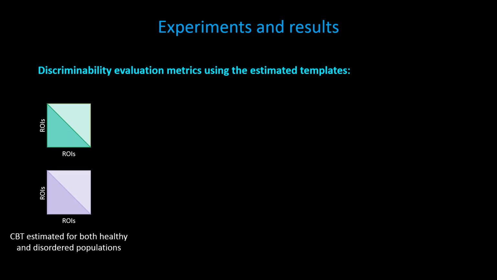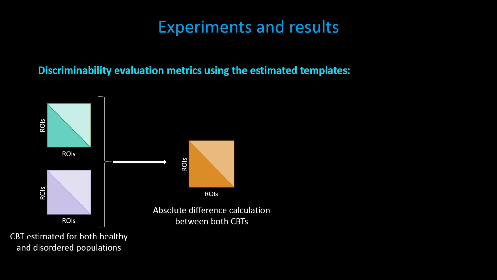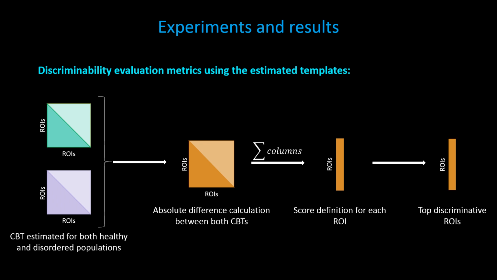While using the estimated CBTs, we simply started by applying the absolute element-wise difference in terms of connectivity variation between both CBTs. By summing up the columns of the difference matrix, we get a score value for each ROI. Those with the maximum scores are selected as the top discriminative regions differentiating between healthy and disordered populations. We applied these steps using CBTs derived from both netNorm and state-of-the-art methods.